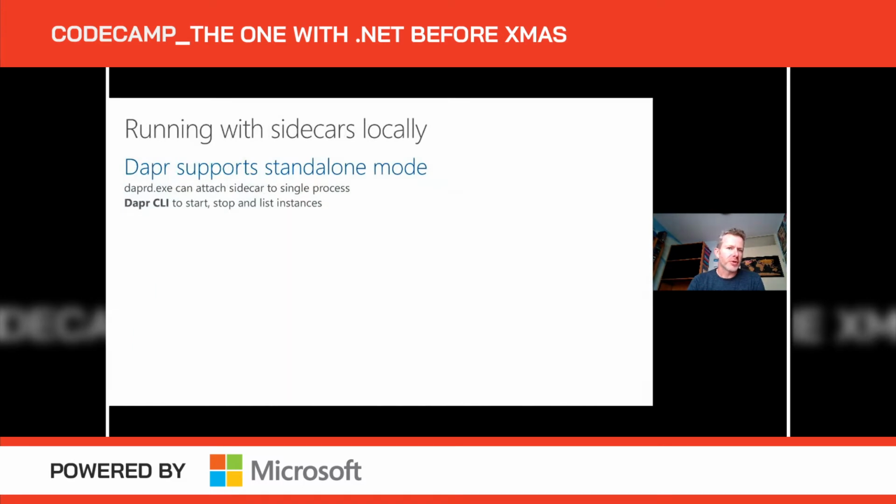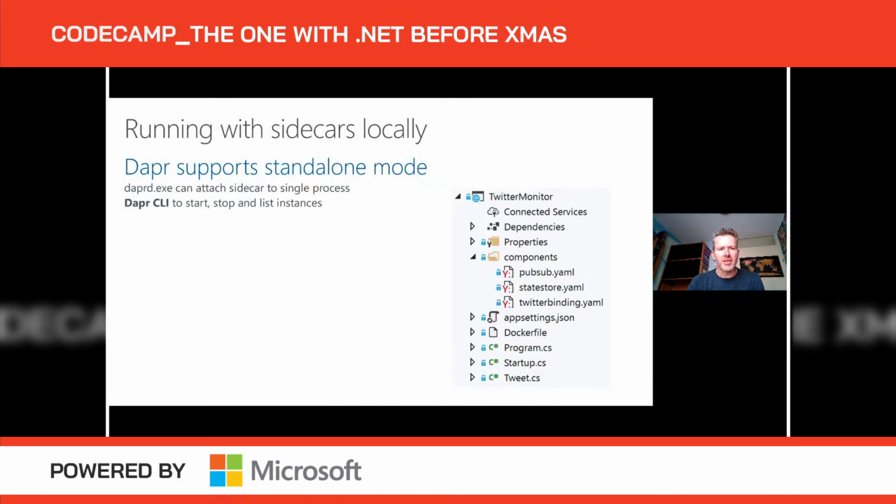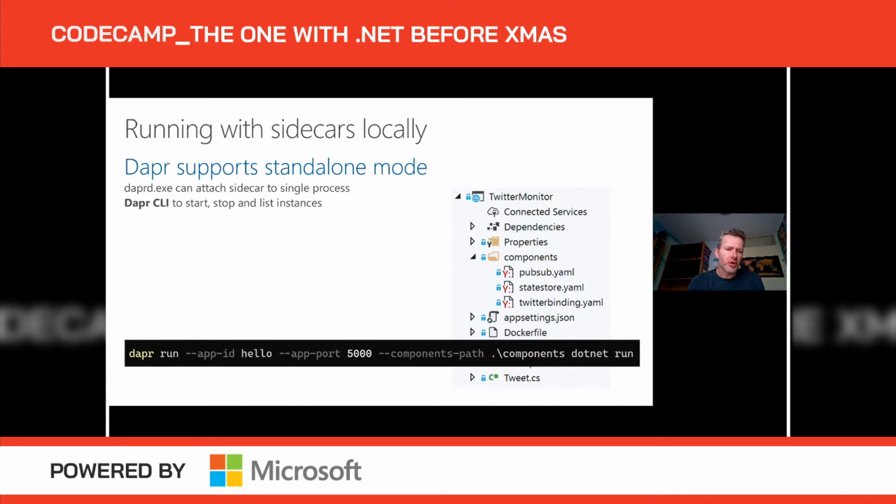Now, if you want to run with your sidecars locally, the way this works is that you have the Dapr CLI to start and stop instances. And this would be a typical command line, and we'll be using that in a moment, where you say dapr run and you specify the ID of the application, the port of the application it needs to attach to, and a special path to the components that you would like to use. And that components folder should be located inside of your deployed application. And if you're still doing development, it will most likely be inside of your project.